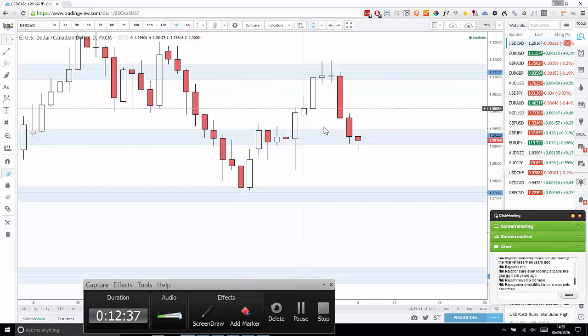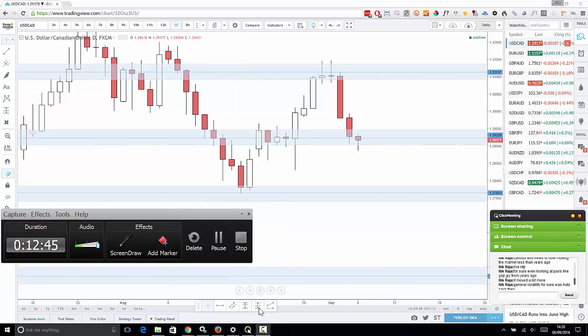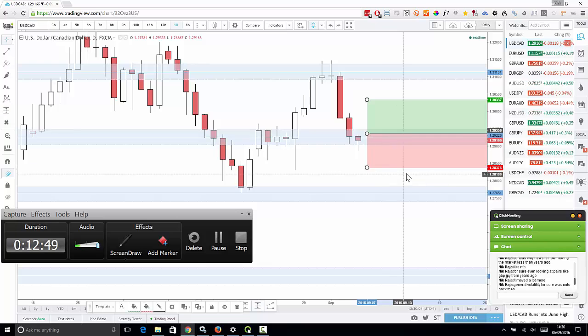And what I'm going to do is wait for this to form on the daily. We've got a nice little indecision candle forming here on the daily. If it closes as it is now, I'm sure we could potentially get a good risk to reward ratio on this one.